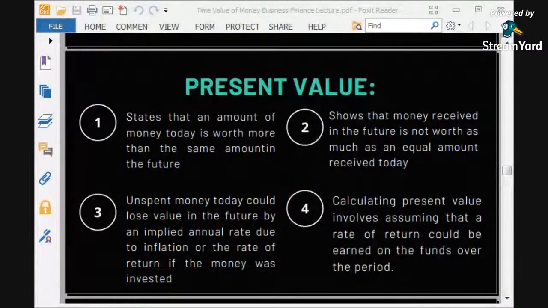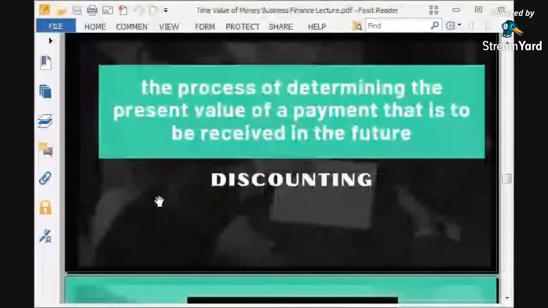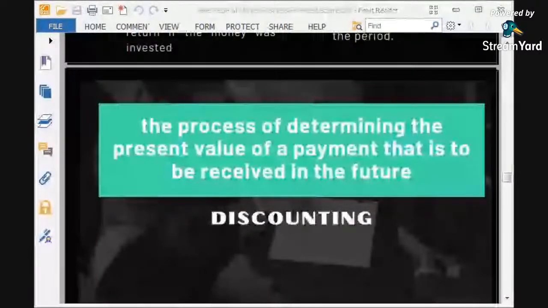In the simplest terms of explanation, when we say present value, it answers the question: how much must be invested today to produce a certain amount in the future? How much do you need to invest today for you to get this amount in the future? The process of computing the present value is called discounting. Discounting is the process of determining the present value of a payment that is to be received in the future. So once again, the process of computing the present value is called discounting.